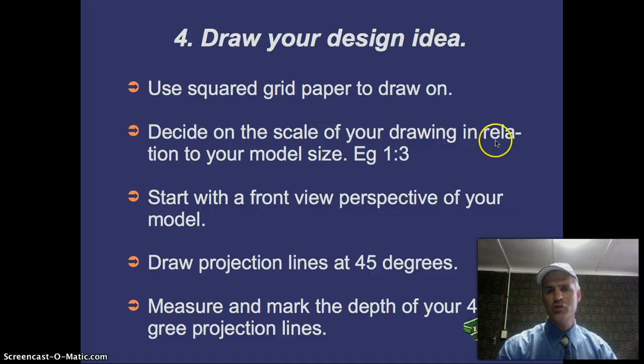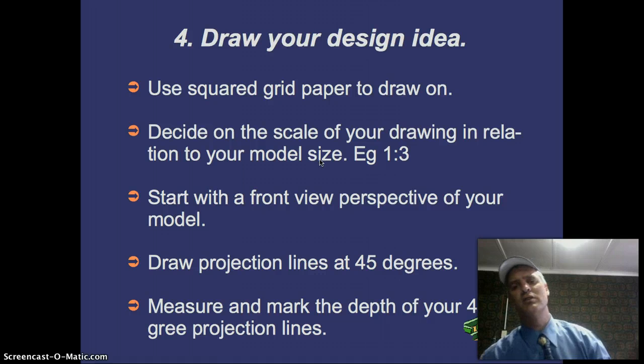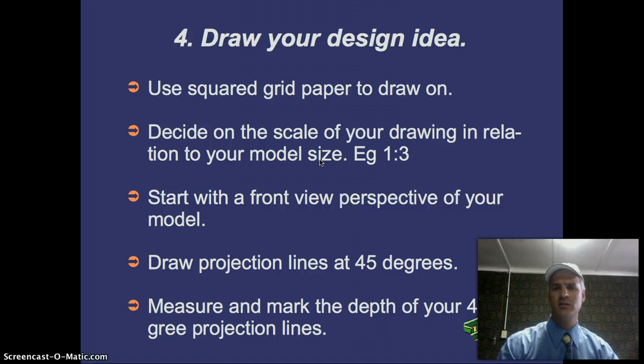Decide on the scale of your drawing in relationship to your model size. So for example, if your model size is going to be, say, 1 meter tall, and you are then going to draw that, then you make it 3 times smaller, which is going to be around about 30 centimeters, 300 millimeters. Start with your front view perspective of the model. Quite simply, look at the model, find a drawing, draw a front view of it so you know at least what a cell phone tower looks like.